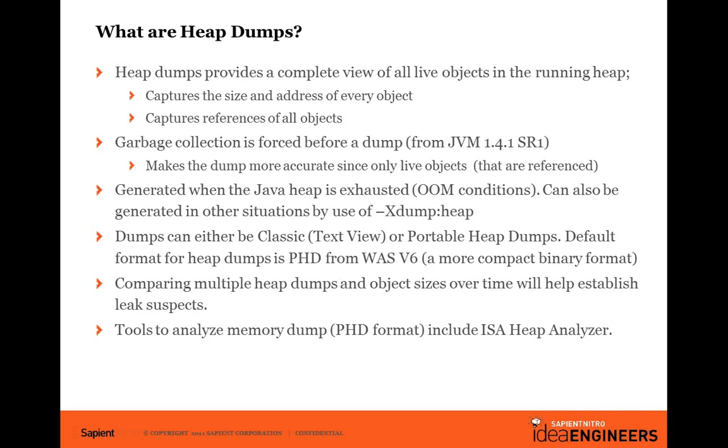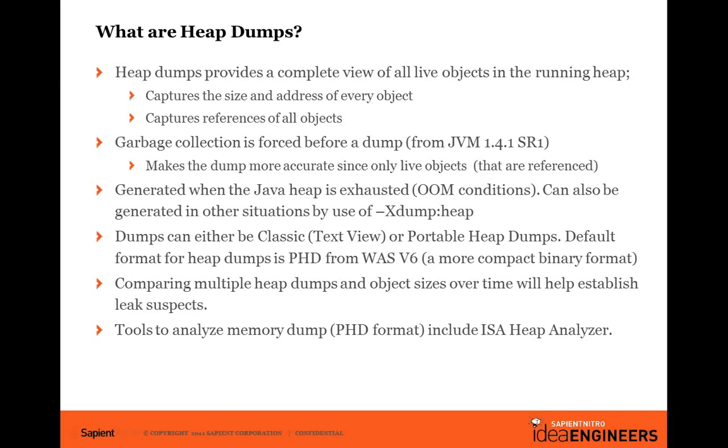So heap dumps used to be your classic text view. The problem with a heap dump is that if you're running a 1.5 GB heap and you take a heap dump, the size of the file will be 1.4, 1.3 GB. To copy it to your tool on your Windows machine is going to be very, very tricky. So that's why we have portable heap dumps.